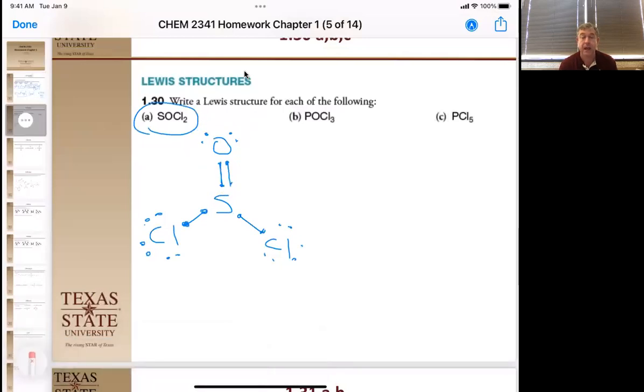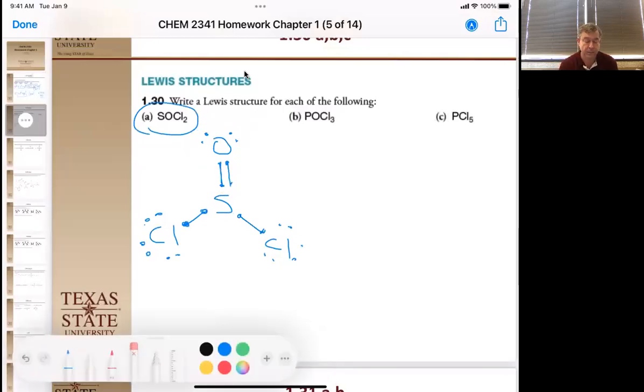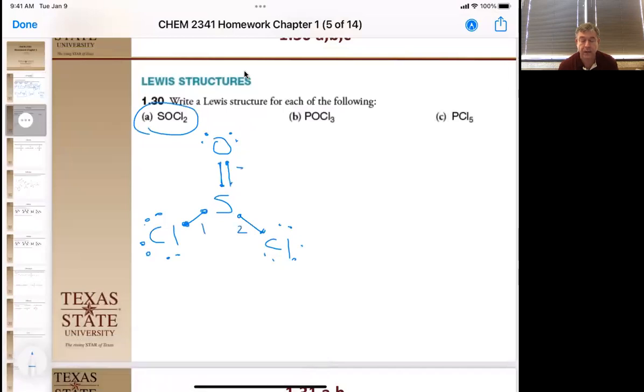All right, so now let's talk about sulfur. Sulfur is in the middle there, and it has 1, 2, 3, 4 bonds around it. Each of those bonds is 2 electrons. Sulfur has 8 electrons around it, therefore it is complete. All right, so that is a correct Lewis dot structure for sulfur dichloride or thionyl chloride.